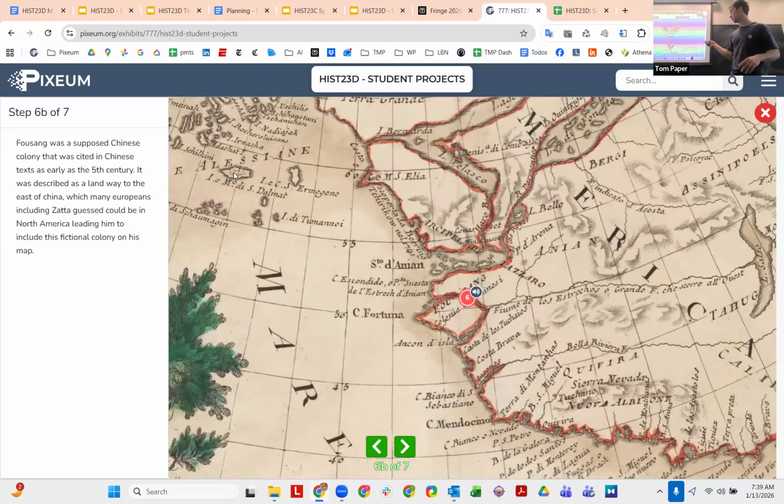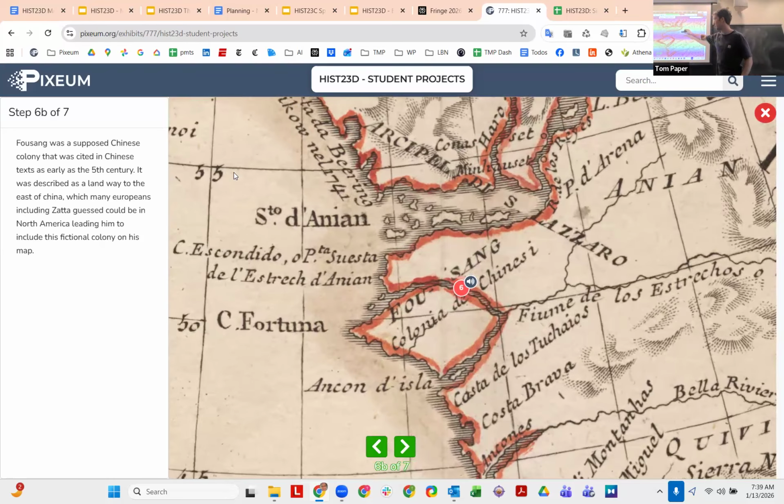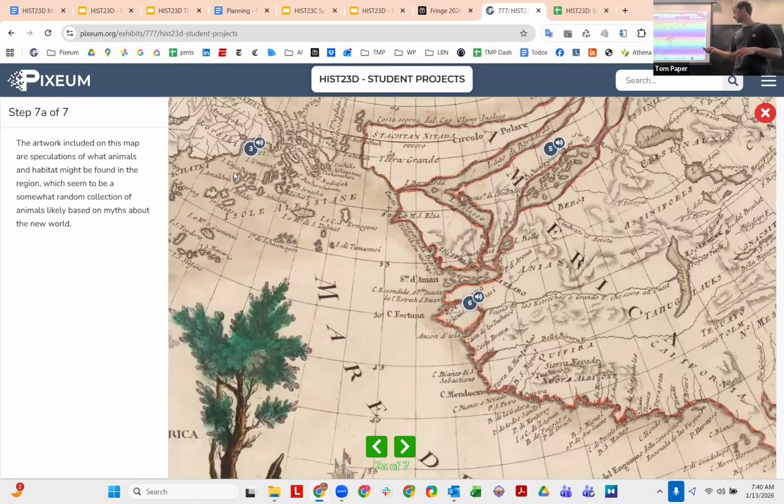Additionally, this is a supposed colony called Fusang, the colony of China, which is based off of some 15th century Chinese texts that talked about a land far east of China. And the creator of this map saw that and thought, maybe that's in North America, so he put it here. But that was also completely false.